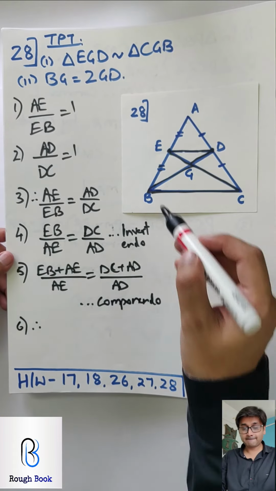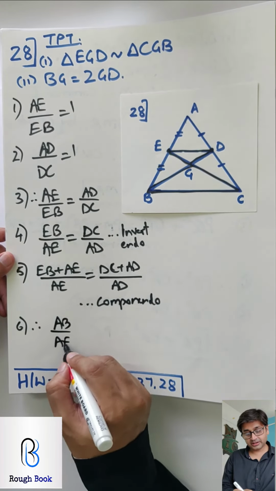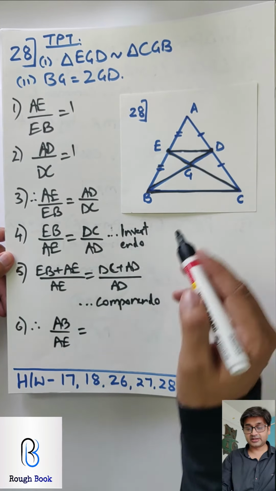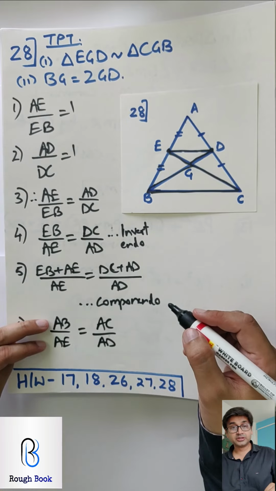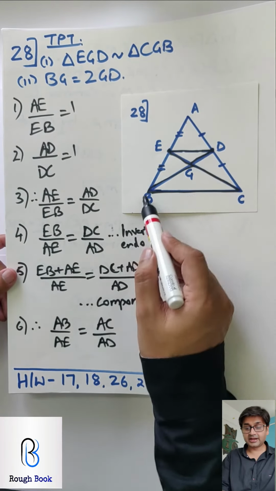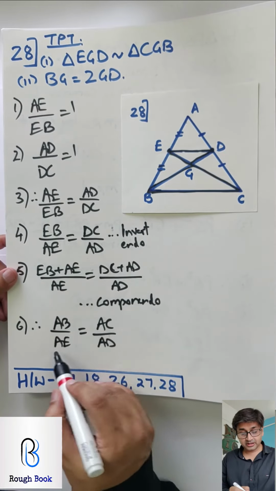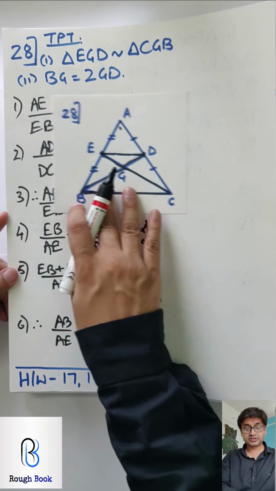Now see, some magic will happen. EB and AE. EB plus AE is AB upon AE. Likewise DC plus AD is AC upon AD. Why did I do this? So now I can take these two triangles AED and ABC, prove them similar by 2 sides and the common angle, SAS test. So see how will we write.